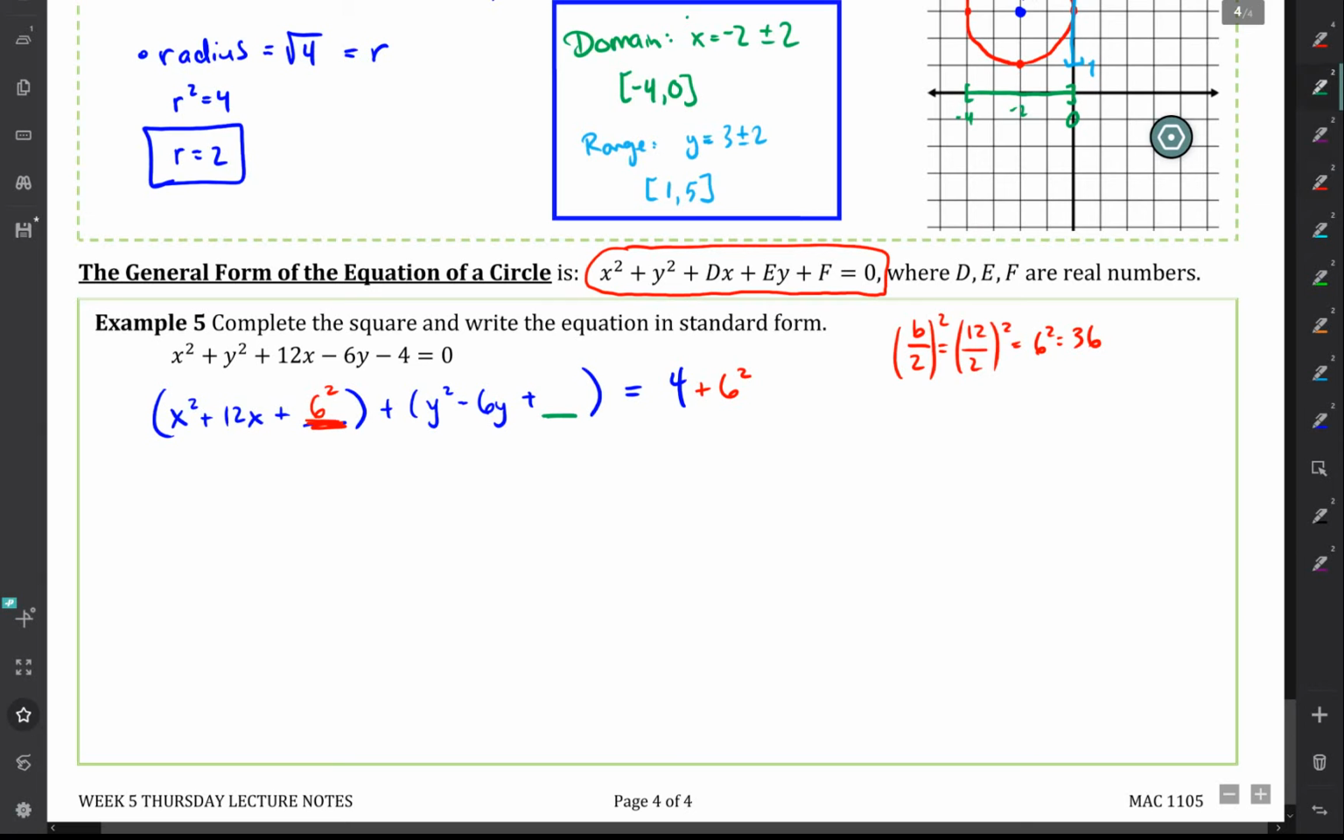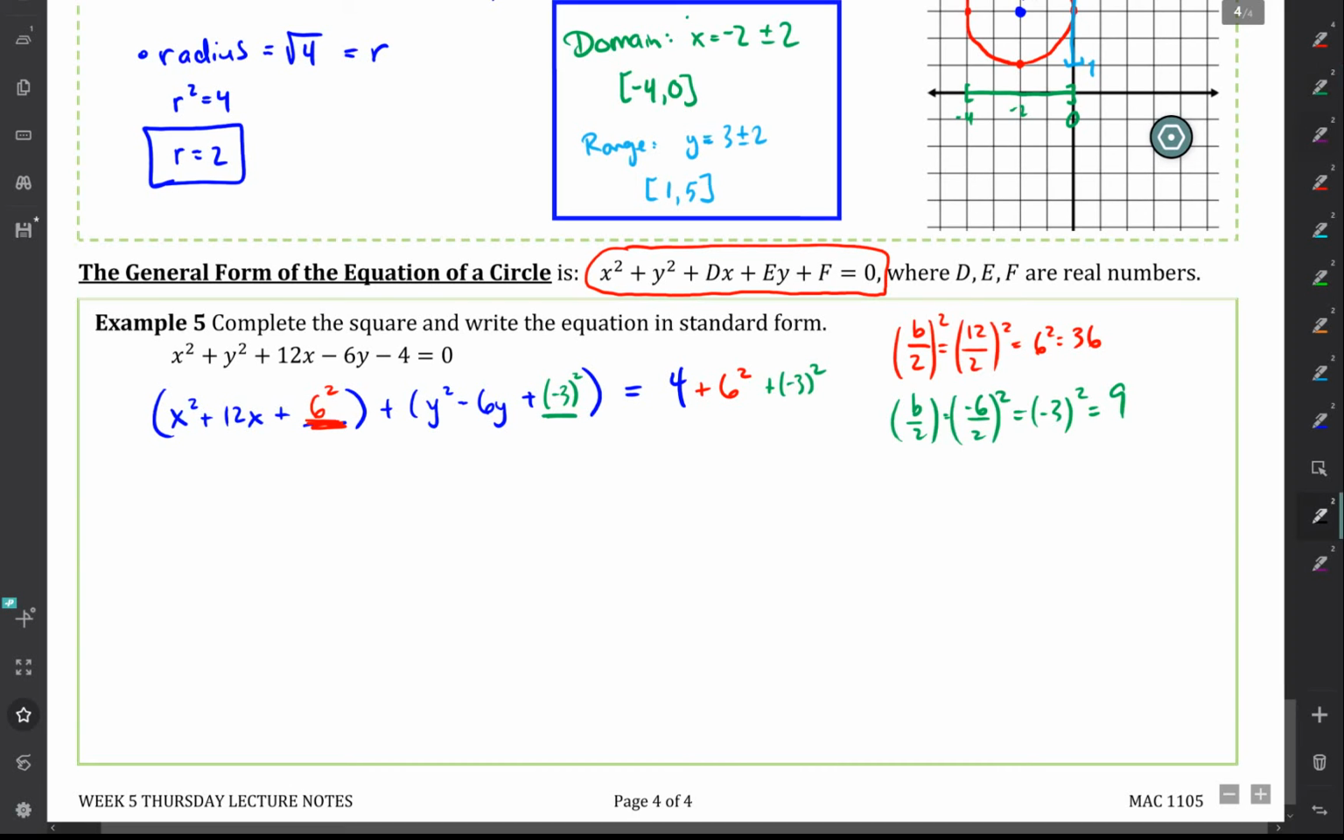And now to get the green number, I need to look at -6 and call that my b. So -6 over 2, quantity squared, is -3 squared, which is 9. Okay, so now I should stick in -3 squared. So I should be adding -3 squared to both sides, so it's adding 9 to both sides. Okay, so now I've completed the square twice.